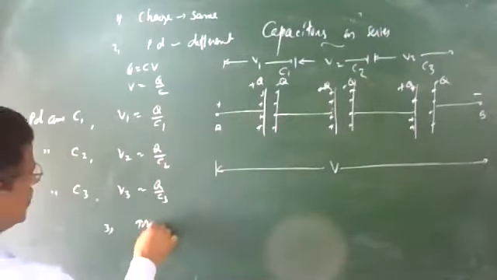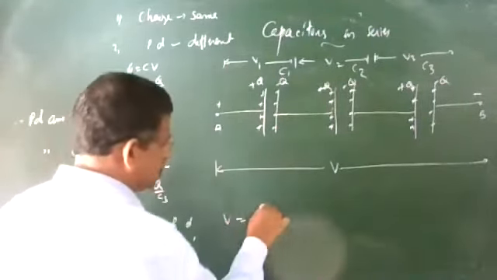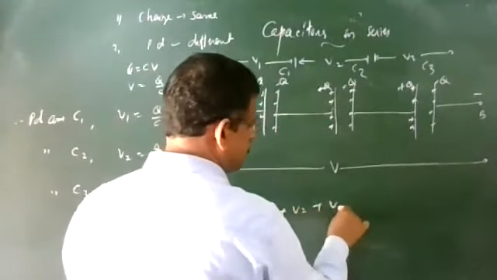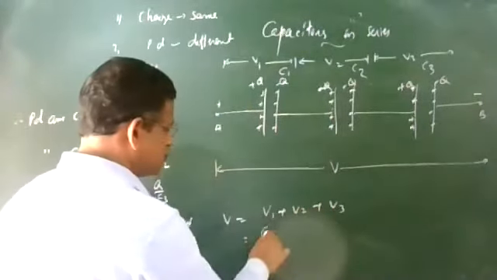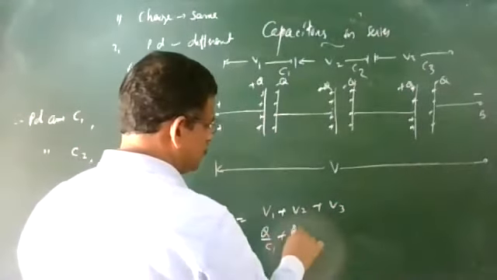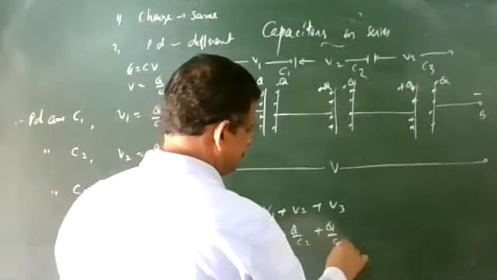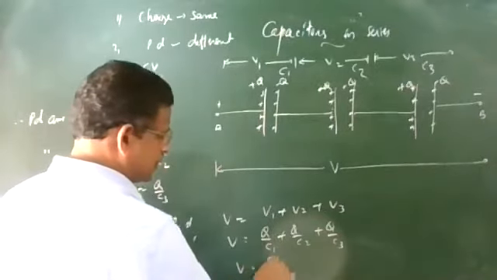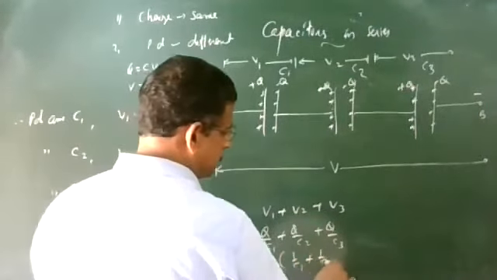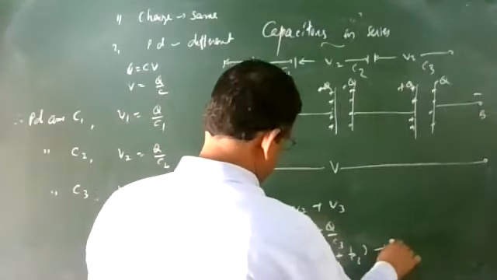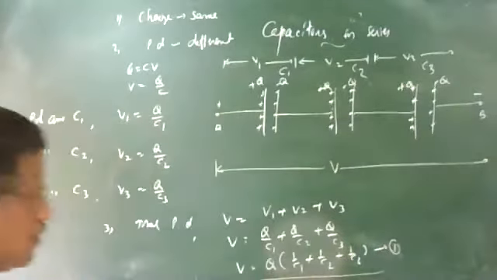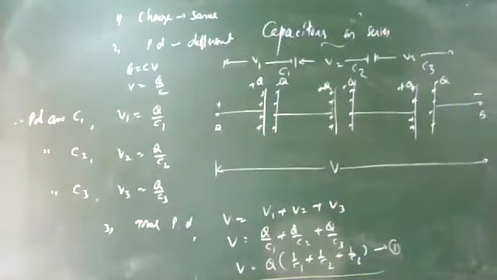So the total potential difference is equal to the sum of all the potential differences, V1 plus V2 plus V3. That is Q by C1 plus Q by C2 plus Q by C3. Q is common here and can be taken outside: 1 by C1 plus 1 by C2 plus 1 by C3, equation number 1. So all are connected in series, charge remains the same, PDs are different. We calculated the total PD by adding the PDs across the different capacitors. We get V equal to Q times 1 by C1 plus 1 by C2 plus 1 by C3.